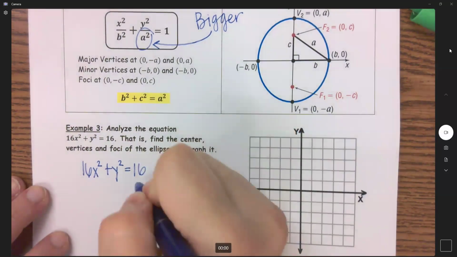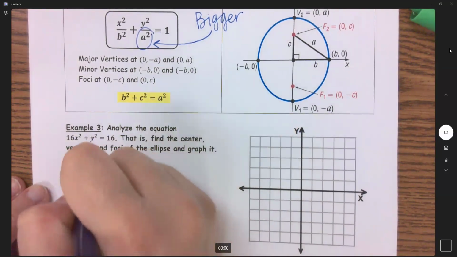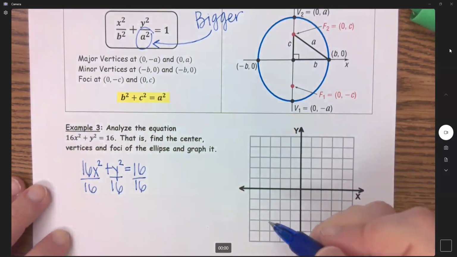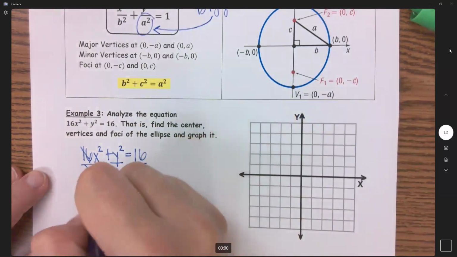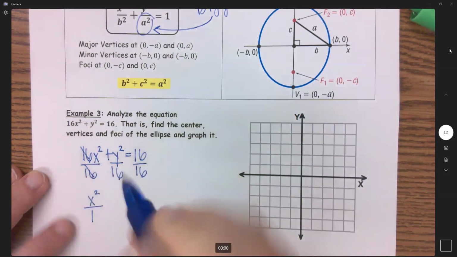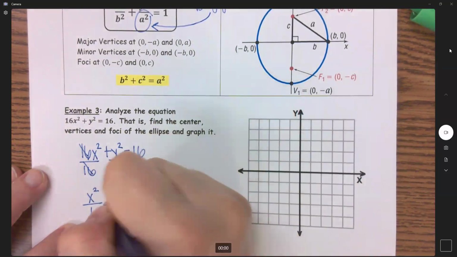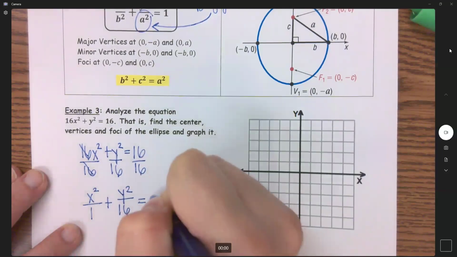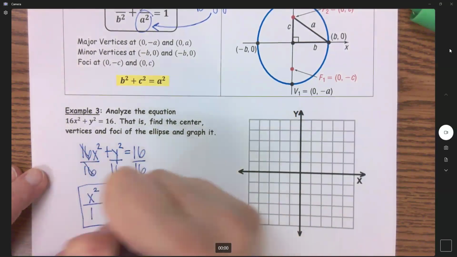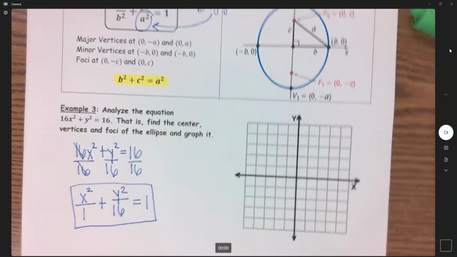To get this to equal 1, I need to divide this by 16, and so I'm going to divide everything by 16. So 16 over 16 cancels. You could just leave this as x squared, but for visual purposes, I'm going to go ahead and put this over 1. Plus, can't do anything here, so y squared over 16, and that equals 1. So now this is in the correct form, so now we can start answering our questions.